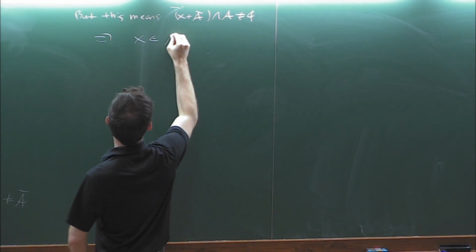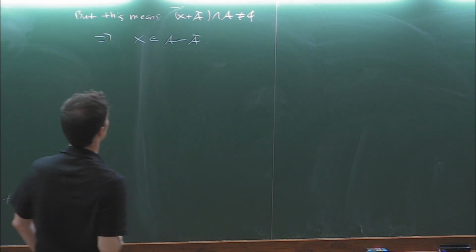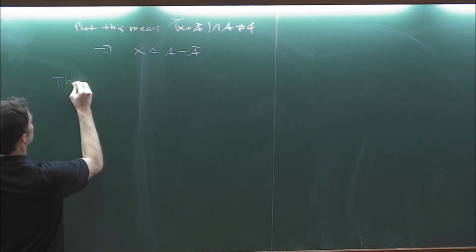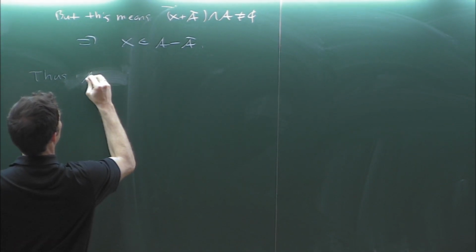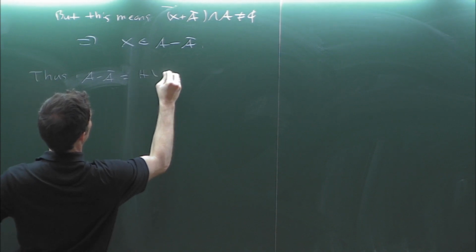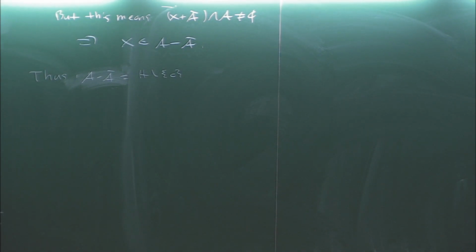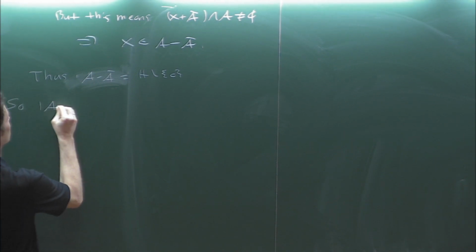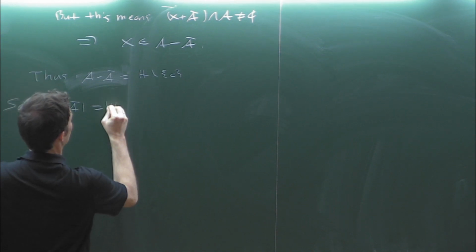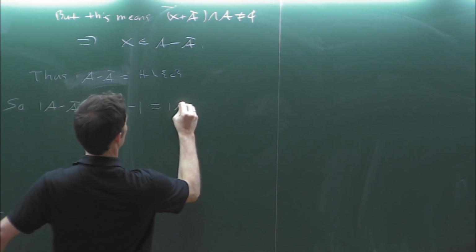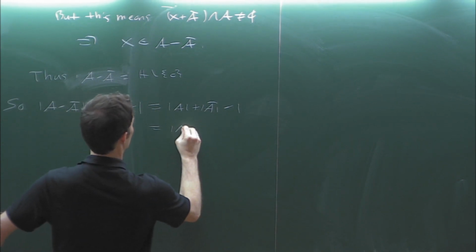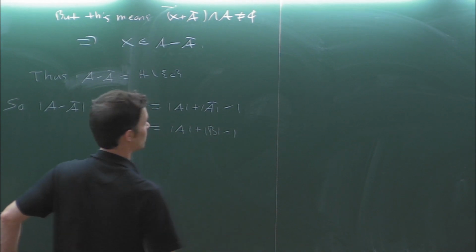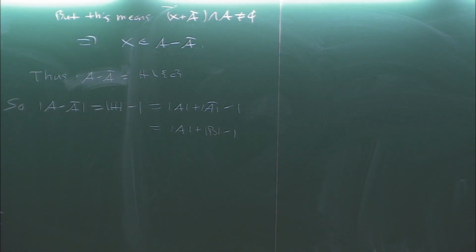So that means x is inside A minus A complement. And we conclude this is everything in H minus 0. That's all we're missing is 0. We get every other element. So its cardinality is |H| - 1. That's |A| plus everything not inside A, which is |H| - 1, equal to |A| + |B| - 1. Again, we've got an equality.